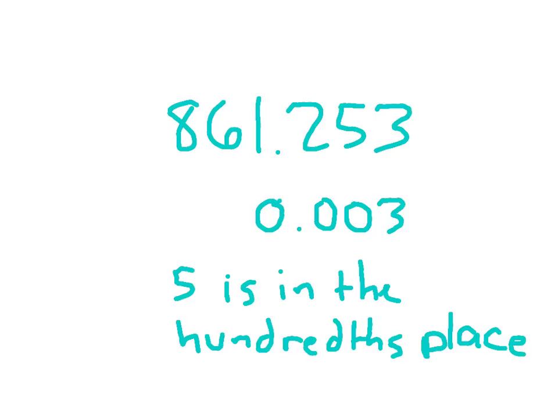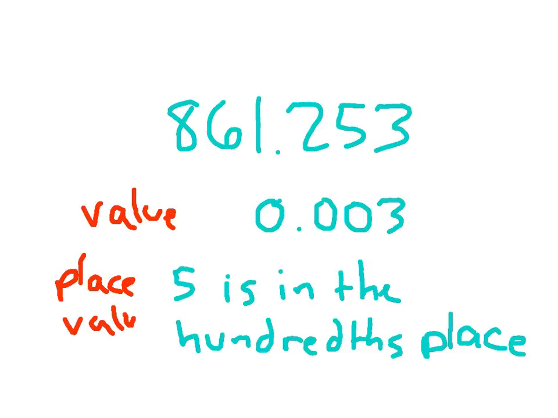So again, there is a difference between value and place value. So don't get the two confused. And don't be scared of those decimal numbers. You know how to read them.